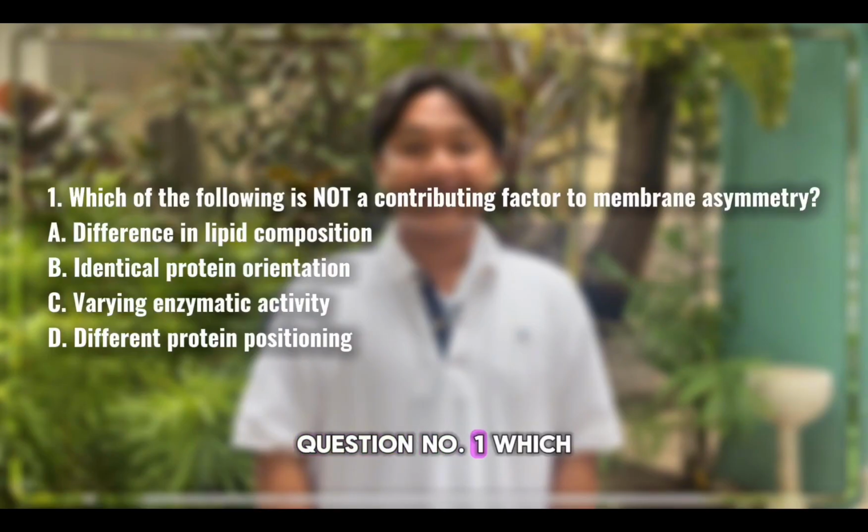Question number 1. Which of the following is not a contributing factor to membrane asymmetry? Is it A. Difference in lipid composition, B. Identical protein orientation, C. Varying enzymatic activity, or D. Different protein positioning? Correct. It's B. Identical protein orientation.